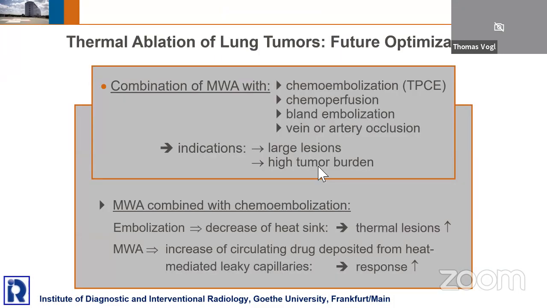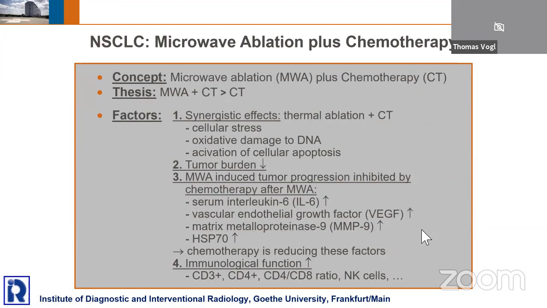In summary, what could be the future optimization? We think that we need prospective data for the chemoembolization and perfusion and planned embolization. We are working on that. And we are very astonished how good our results are if we combine microwave with chemoembolization. Maybe because of the embolization, we have more decrease of the heat sink effect. The thermal lesions are larger, and the response is in that way better.